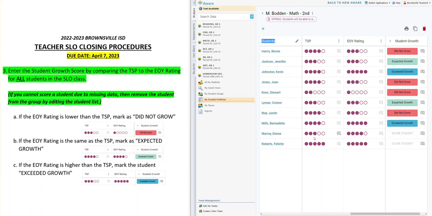Let's go over the last 2 examples. TSP target, 3 dots. EOY rating, we showed that the student exceeded what the teacher set as a target, so this would be exceeded growth. Last example, 5 dots. EOY rating, 5 dots. The target and the EOY rating are the same, so this is considered expected growth.